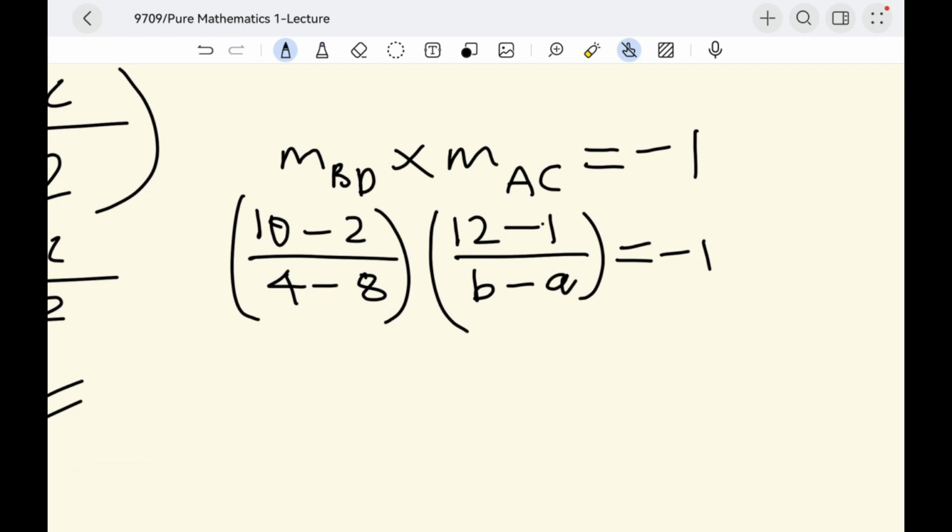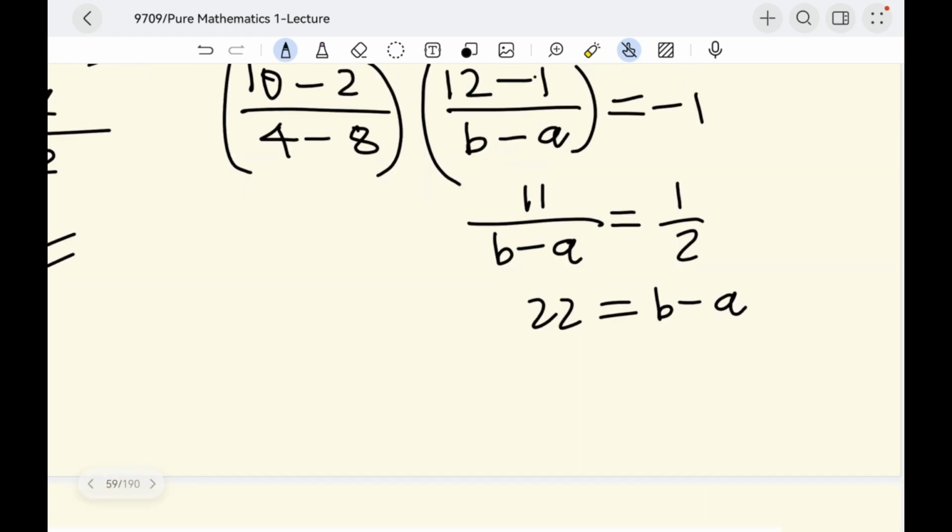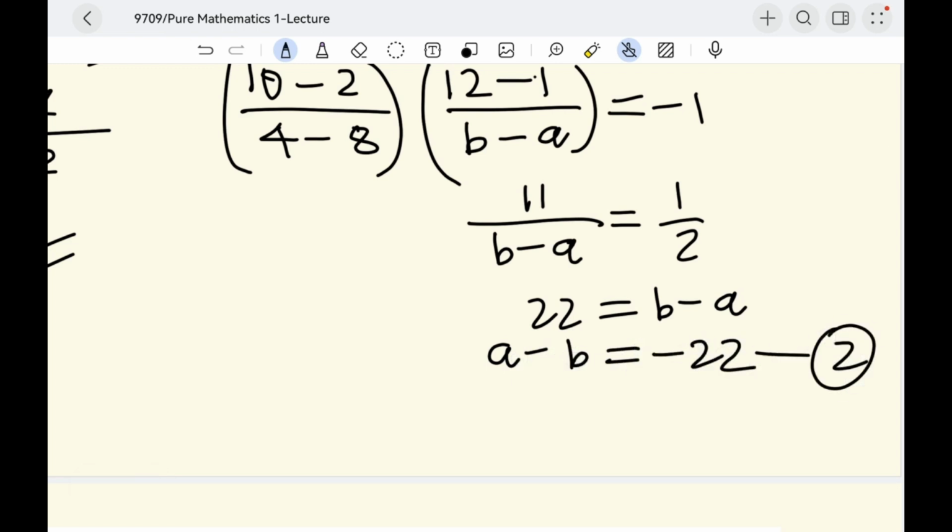Okay, so I have 10 minus 2 divided by -4, so I have negative 2 for this, negative 2, so I have half over here. Here I have 12, I mean 11. Okay, so I have 22 equals b minus a. So my a minus b is negative 22. So that's the second equation.